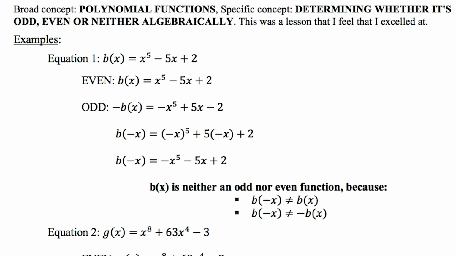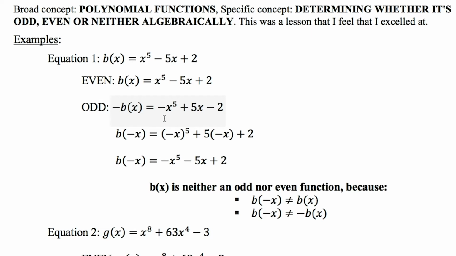So our first equation is b of x equals x to the fifth power minus 5x plus 2. So the even form of that equation would obviously be x to the fifth minus 5x plus 2. The odd form would be negative b of x equals negative x to the fifth plus 5x minus 2.